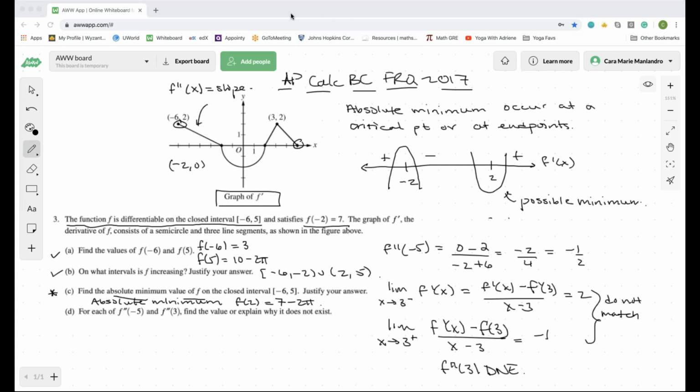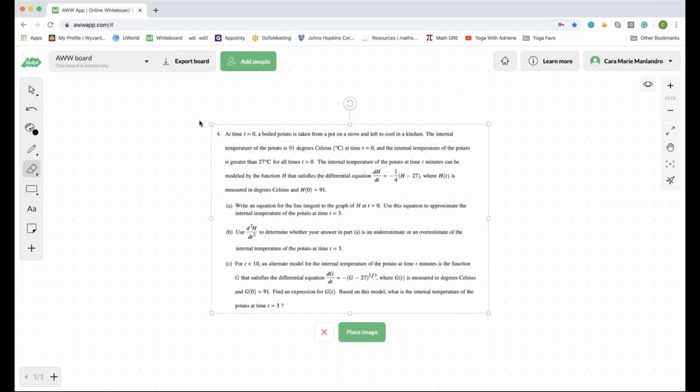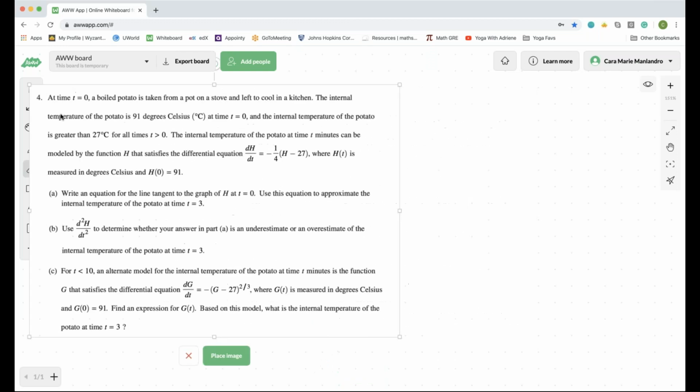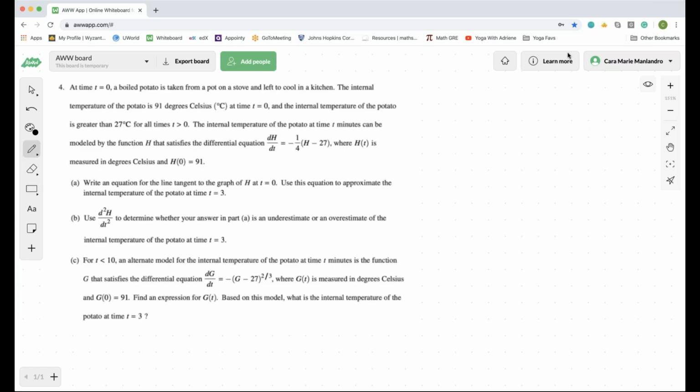Perfect. Okay, so we'll go on to question 4, which is a differential equation question. All right, so this is something that would not be on the AB exam and would only be on yours. Okay. Good questions, guys. Really good questions. Keep them coming. We love questions.